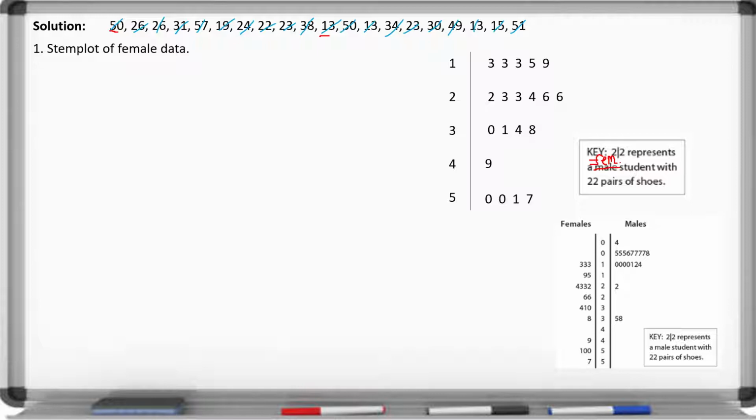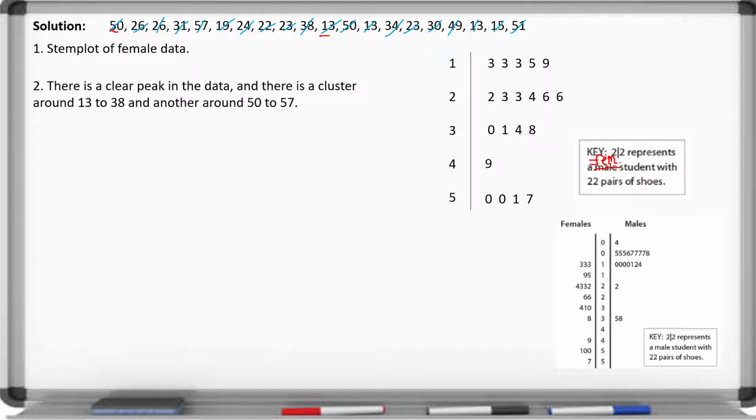All right, so let's look at the shape of the distribution. There seems to be a clear peak in the data, and there's a cluster from 13 to 38. So from here to here, essentially, there's this cluster, and then another from 50 to 57. So kind of this generic cluster here.